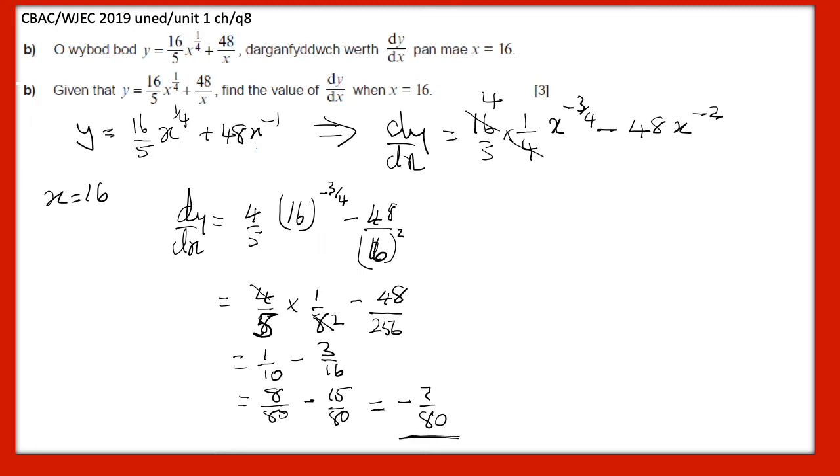You need to show the steps. So for 3 marks, I'd expect to see at least 3 lines. I've got more lines in there. I could get away with, at a minimum, this line here, this line here. I really would like to see that line there, and then my final answer.